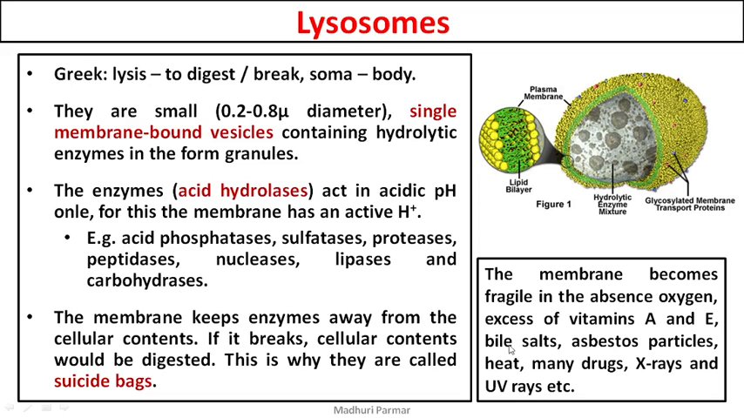Then bile salts are secreted by your liver. Asbestos particles: people working in factories where asbestos is being used are prone to getting in touch with such asbestos particles, through respiration or through skin. Then if there is a lot of heat for some reason, then many drugs can make the membrane fragile. Then x-rays, UV rays, there can be a lot of reasons. Even smoking is considered one of them.